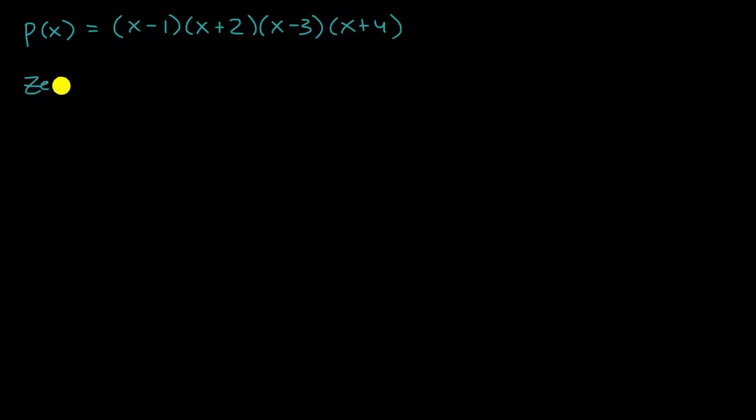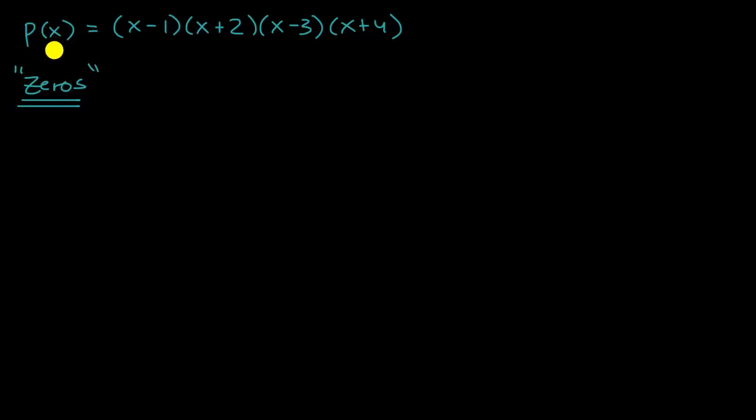Let's say that we have a polynomial p of x, and we can factor it, and we can put it in the form (x - 1)(x + 2)(x - 3)(x + 4). And what we are concerned with are the zeros of this polynomial. You might say, what is a zero of a polynomial? Well, those are the x values that are going to make the polynomial equal to 0.